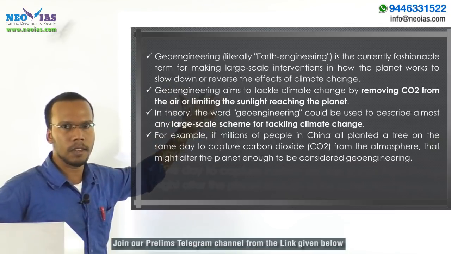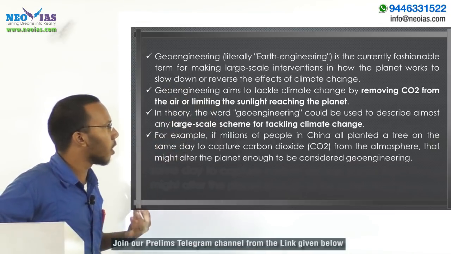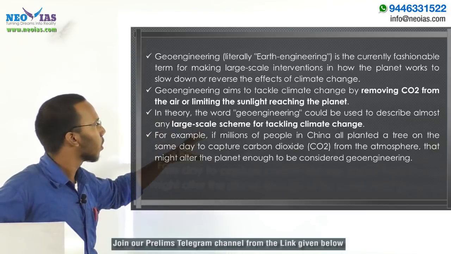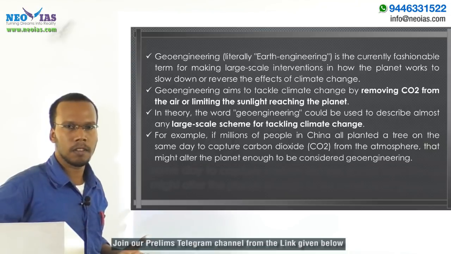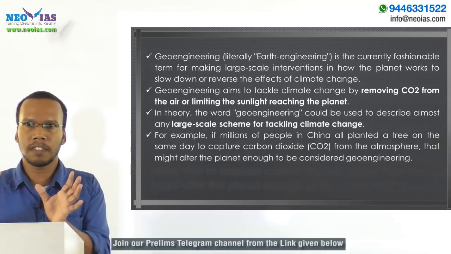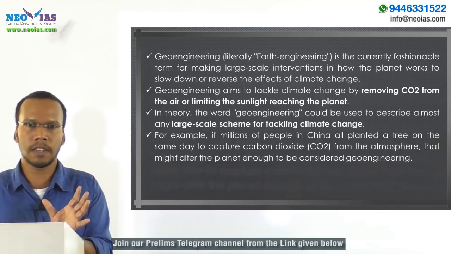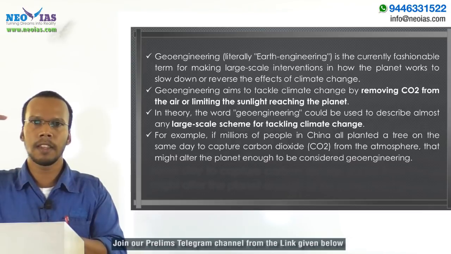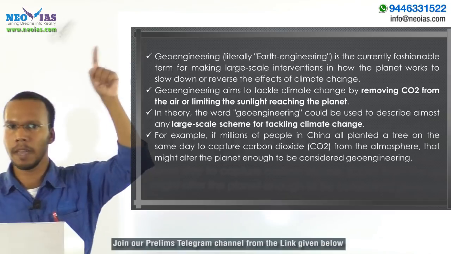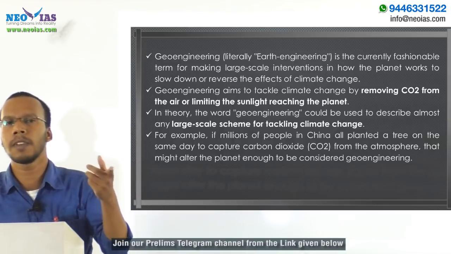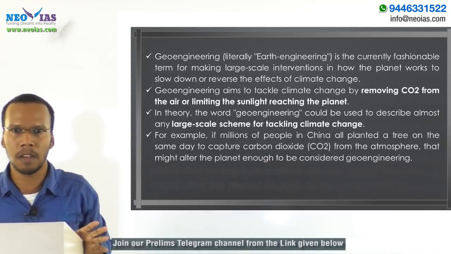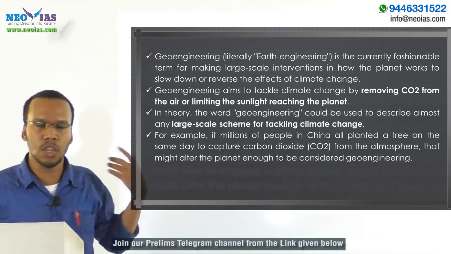Geoengineering aims to tackle climate change by removing carbon dioxide from the air or limiting the sunlight reaching the planet. So either we may be removing carbon dioxide from the atmosphere, or we may be keeping large reflective mirrors in the atmosphere. When the sunlight falls on this mirror, it will be reflected back. In that way we can reduce the incident radiation and reduce global warming. So that's one technique used in geoengineering.